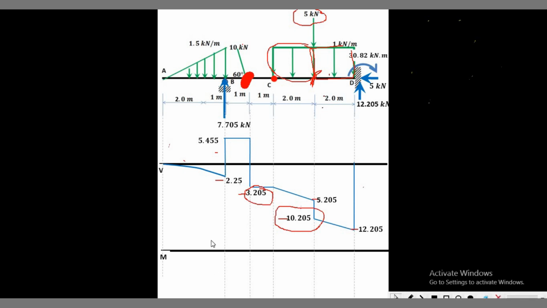The area, again, dito sa may A to B. Again, this is a spandrel. Diba, dito yung triangle. The height of the triangle is on this side. Then, dito yung 0 na. Dito yung spandrel.